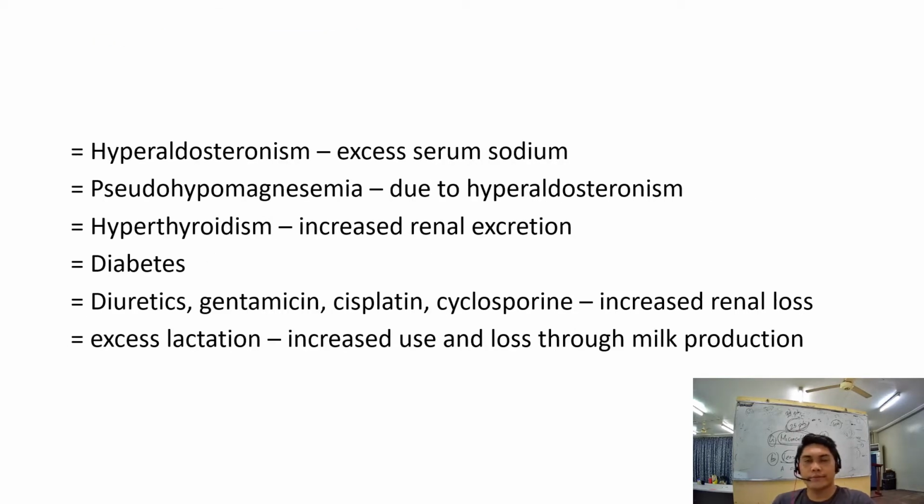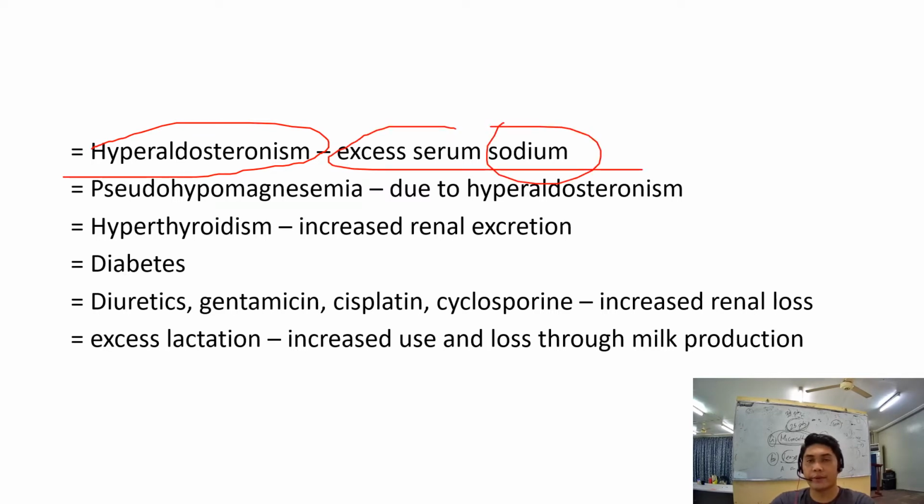Next is hyperaldosteronism. If there's hyperaldosteronism, remember aldosterone promotes the reabsorption of sodium, so there is an increase in sodium. But the second effect of aldosterone is to increase the excretion of magnesium. So if there's hyperaldosteronism, there's increased excretion of magnesium.